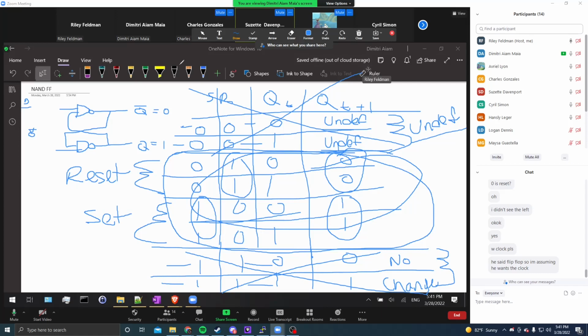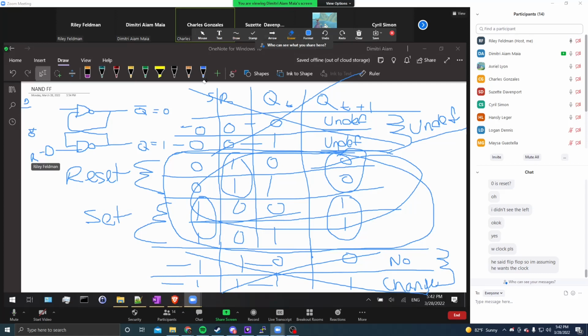So this guy right here, on its own, that's a latch. That's not a flip-flop. What makes it a flip-flop is the clock. Oh, okay. So where would I draw the clock on that flip-flop exactly?